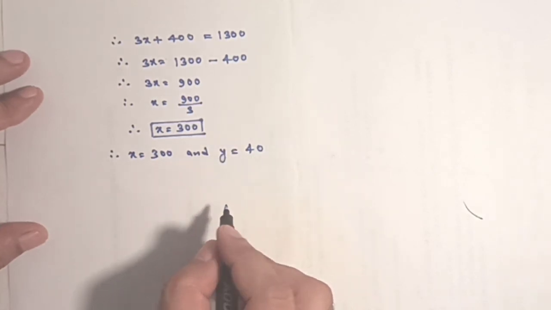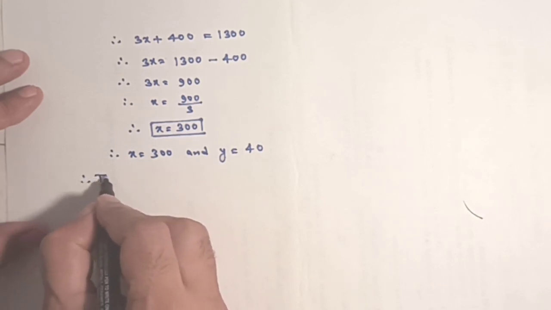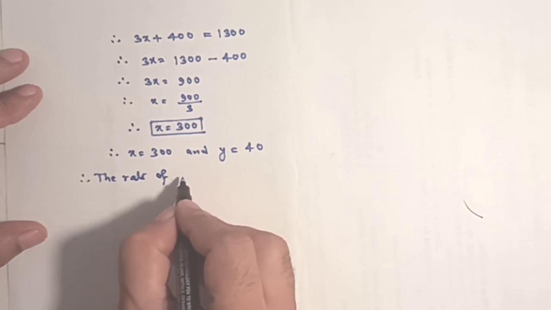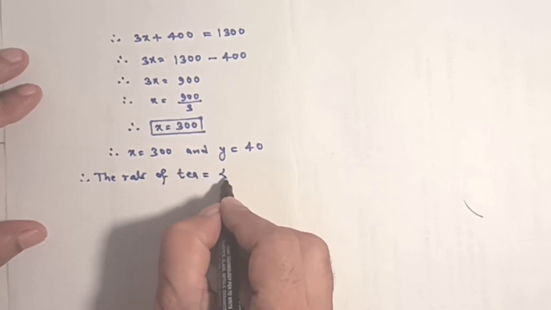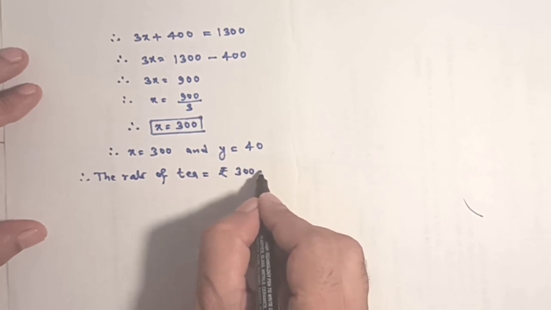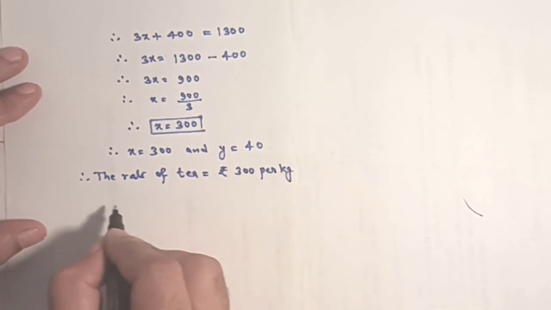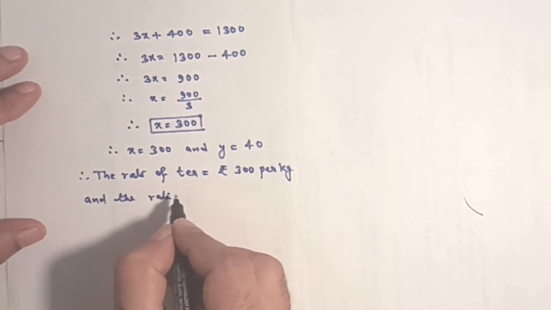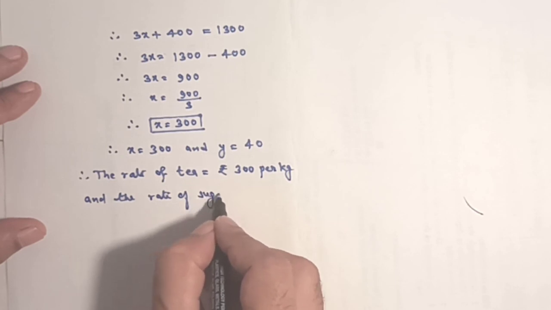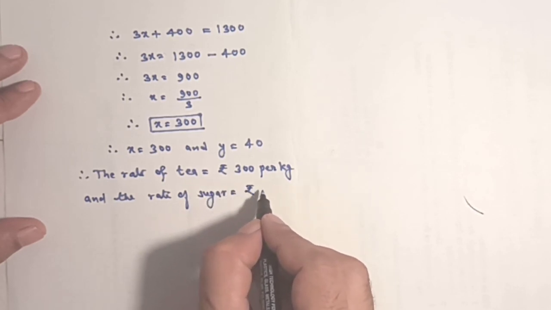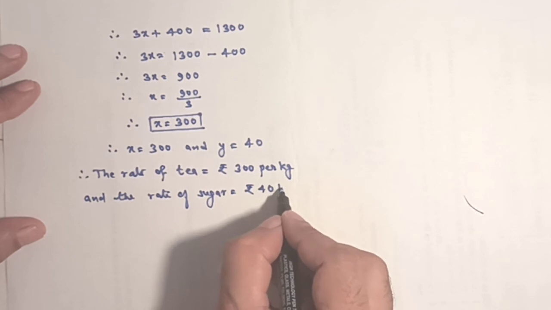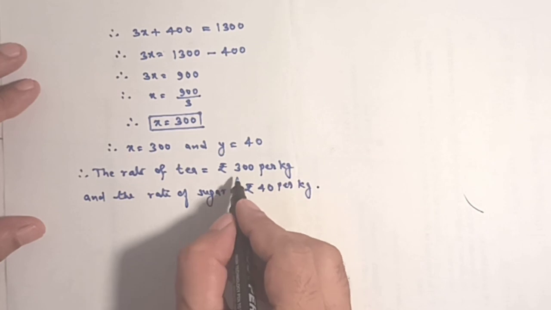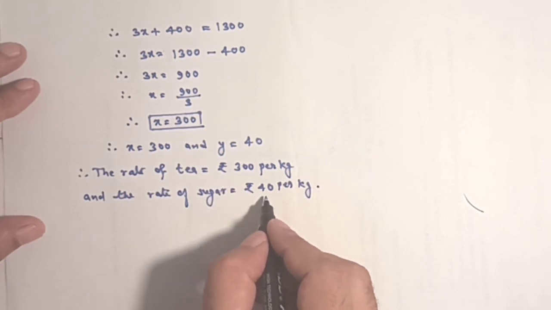Now you have to write the final answer. Therefore the rate of tea is rupees 300 per kg and the rate of sugar will be rupees 40 per kg, because x is 300 and y is 40.